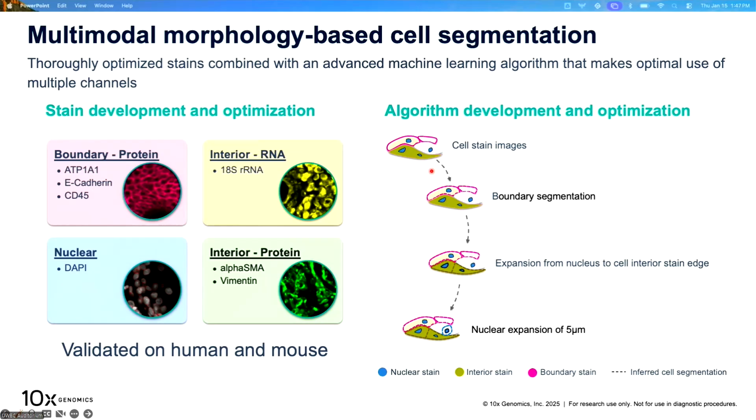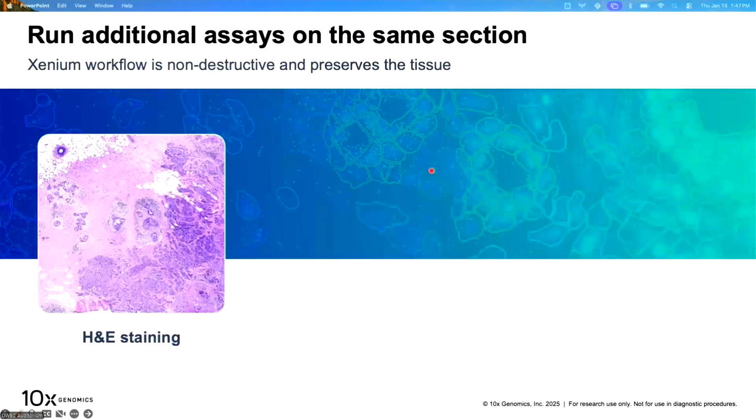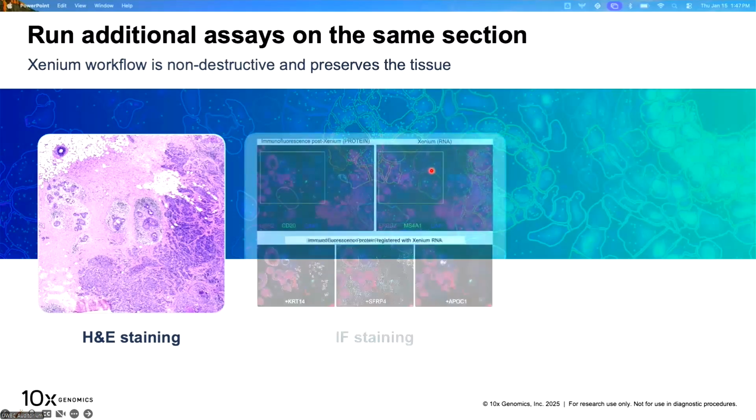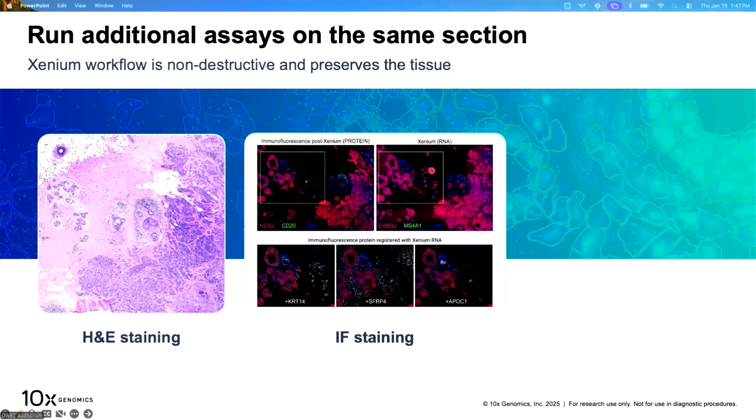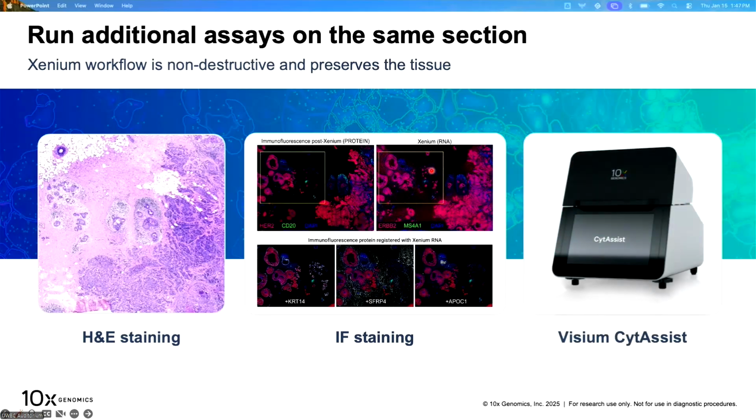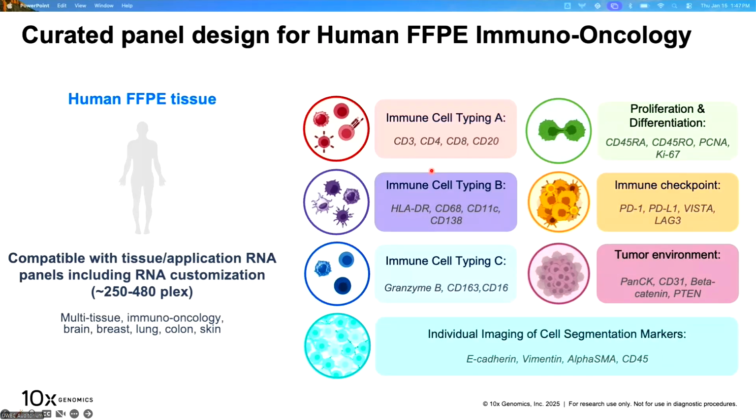I'm going to show you an image later. And finally, Xenium is not disruptive, which means that at the end of the run, you essentially retrieve your tissue. And so you can do an H&E staining, you can do an immunofluorescence staining on the same section, or you can also run CytAssist and essentially generate whole transcriptome data post-Xenium. That's also a possibility. And also we have a panel of proteins. So essentially now you can look at RNA and multiplexed protein from the same tissue section during the same run. And those are the modules that we have.